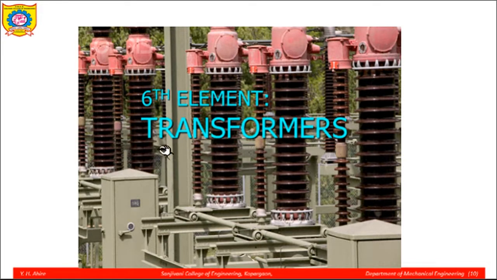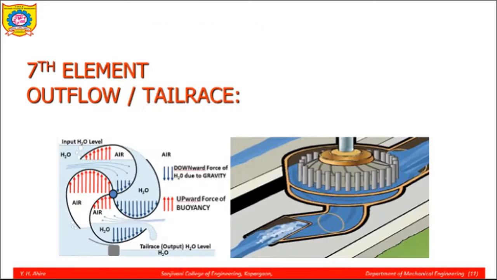Transformers are employed to step up the voltage so that high voltage can be transmitted. High voltage currents can be transmitted. Next is the tail race side. Tail race side is nothing but the discharge side of the water turbines, where the water is discharged out, okay, after utilizing the energy of the water.